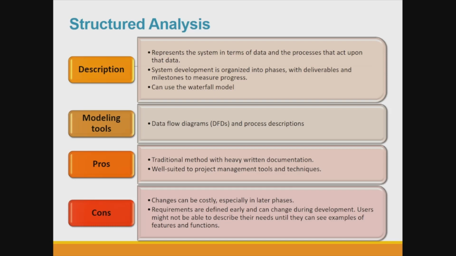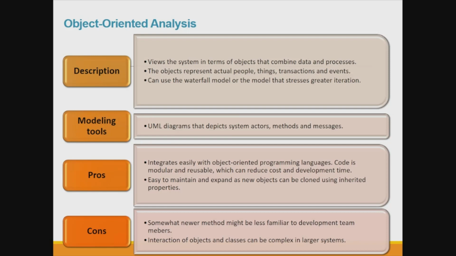Okay. The next part, we go for the object-oriented analysis. Object-oriented analysis, or OOA, views the system in terms of the objects that combine the data and the process. Before this, we structured piece by piece. This one, we look at the whole system in terms of objects and combine the data needed and the process involved in the object. So the object represents actual people, things, transactions, and events.